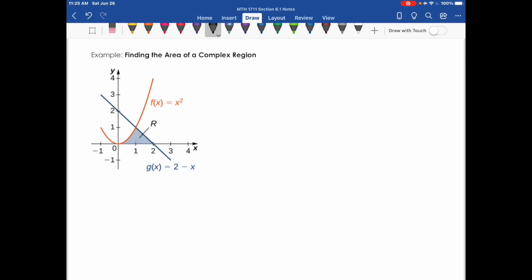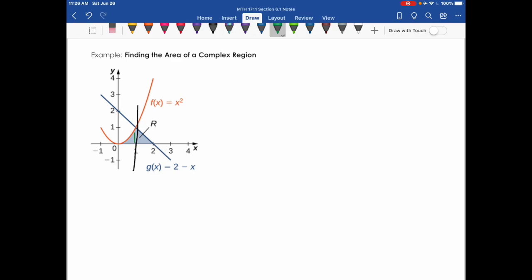Okay, let's walk through one more example so that we can practice having to split up the integrals. If we look at this picture, we have the graph of x squared, and we have the graph of 2 minus x, and we want to find that blue shaded region labeled R. But if you notice, we have to split this up into two intervals, because on the interval from 0 to 1, 2 minus x is above the graph x squared. And then when we look at the interval from 1 to 2, x squared is above 2 minus x. So they get swapped, so we have to split this up into two pieces.